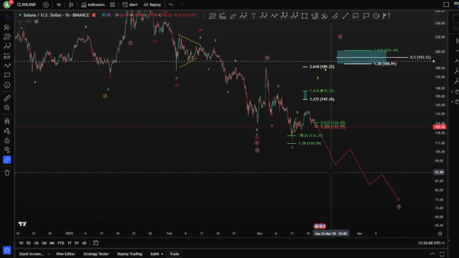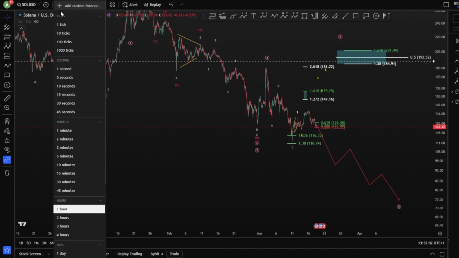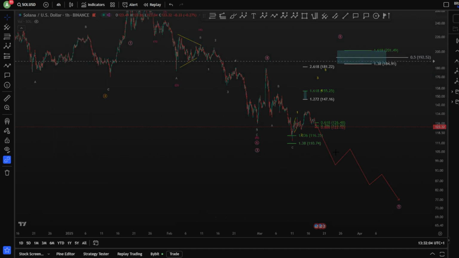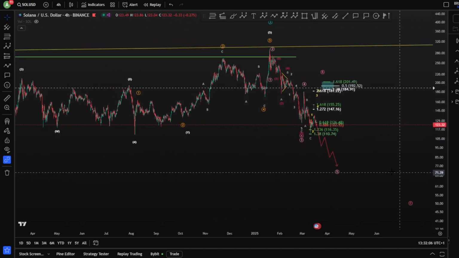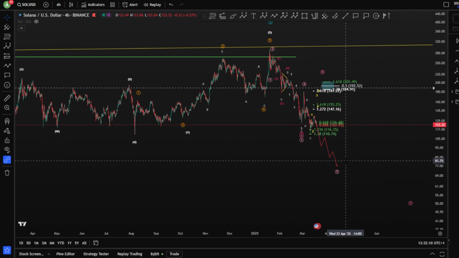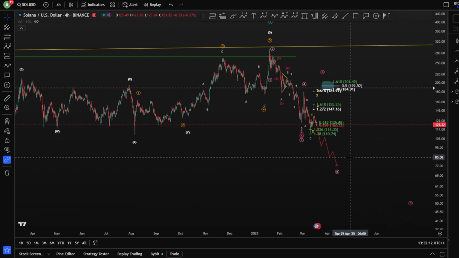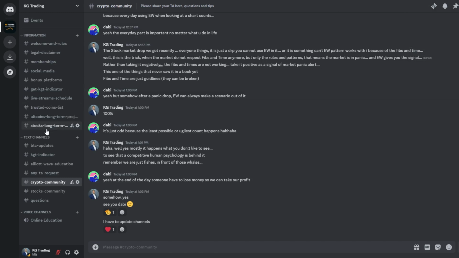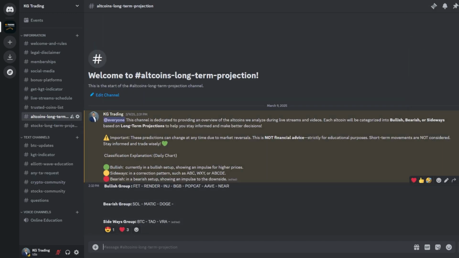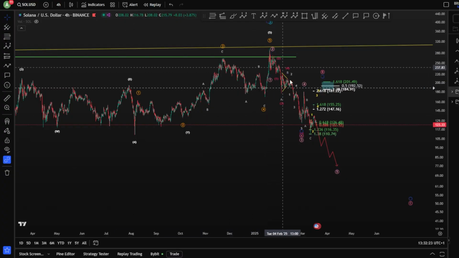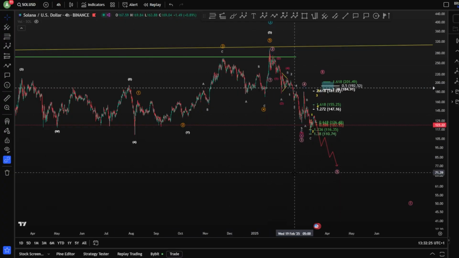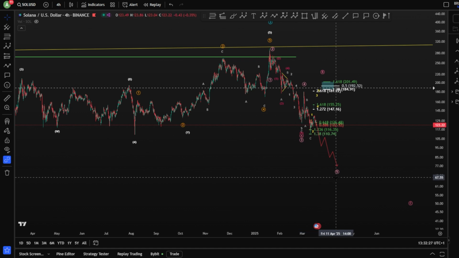Well, Solana is, anyway, we said that Solana is in a very bearish market because it is impulsive. And you can see this on our Discord for the members as well. That's why Solana lies in, of course, here we go, the altcoins long term, it is in the bearish group. Solana, the first one. And that's because it is impulsive. Currently it is impulsive toward the downside, so very bearish. So that's it for Solana.